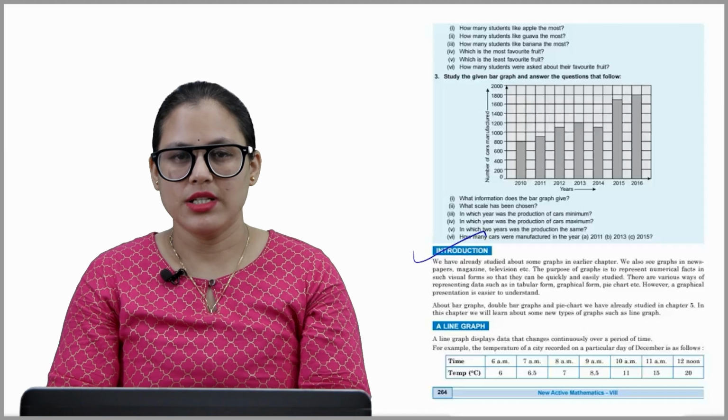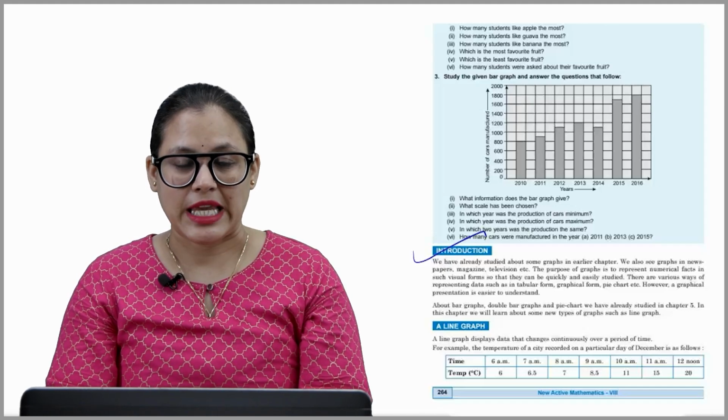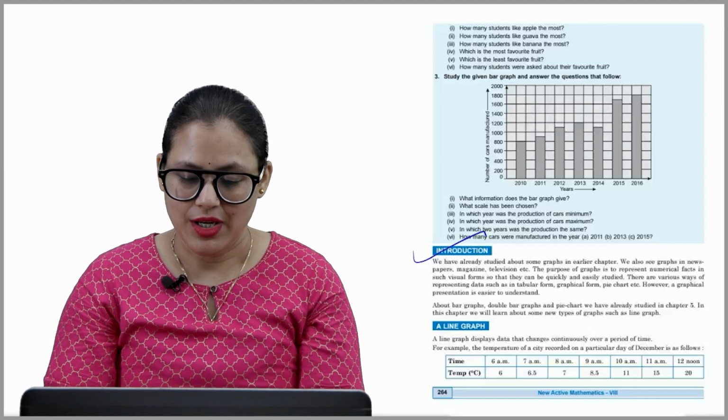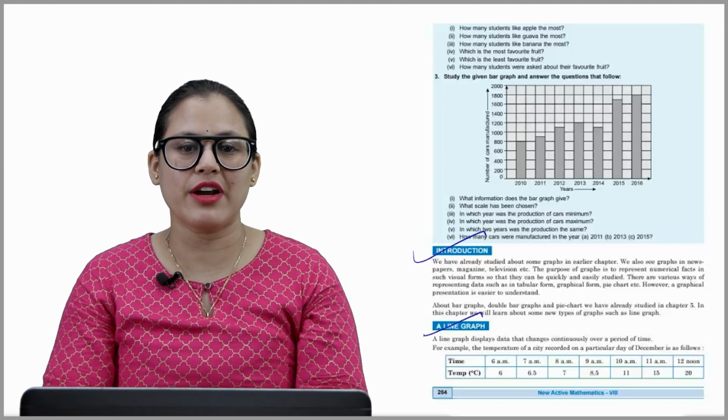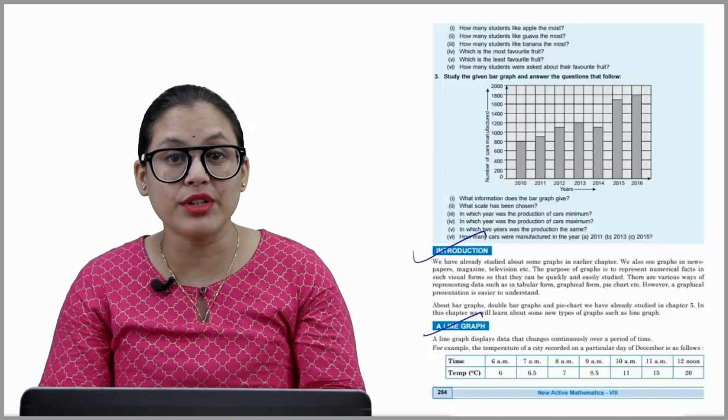About bar graphs, double bar graphs and pie charts, we have already studied in chapter 5. In this chapter, we will learn about some new types of graphs such as line graph. Okay, so what is a line graph? A line graph displays the data that changes continuously over a period of time.